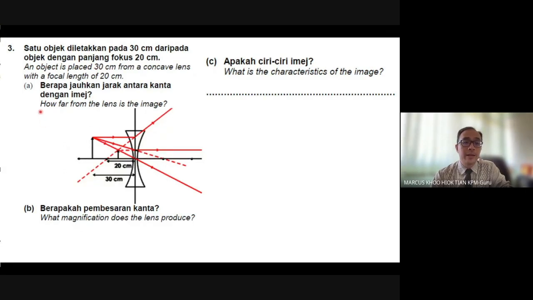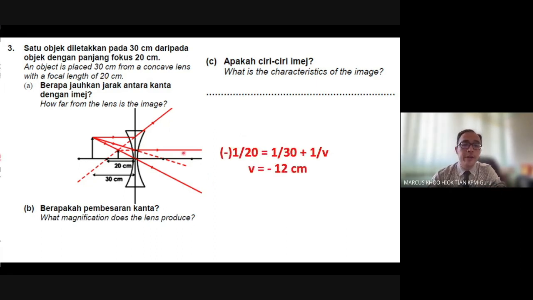Okay, let's calculate the V. How far from the lens is the image? I'm gonna let you do this first. Let me give you 1 minute to do. Try to calculate. Remember, the F is a negative value. So if you substituted everything correctly, you get negative 1 over 20, or 1 over negative 20, also the same thing, equals to 1 over 30 plus 1 over V. Switch it around, you will get V equals to negative 12 cm.